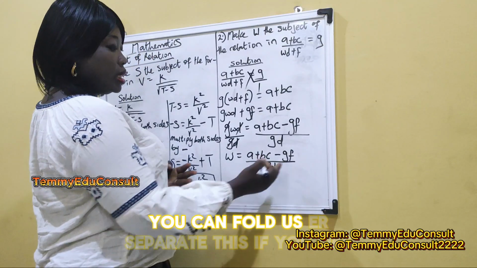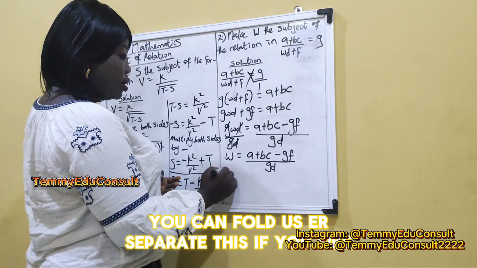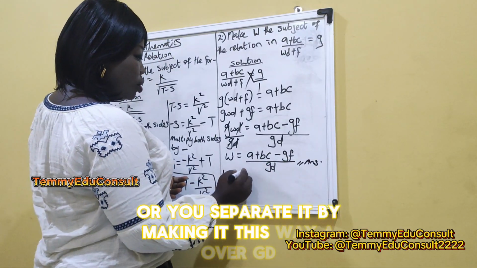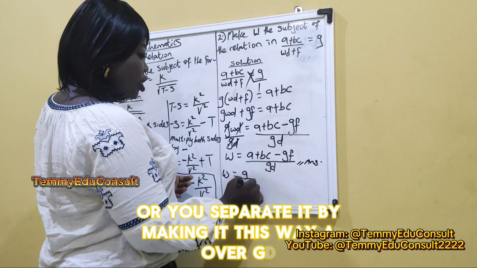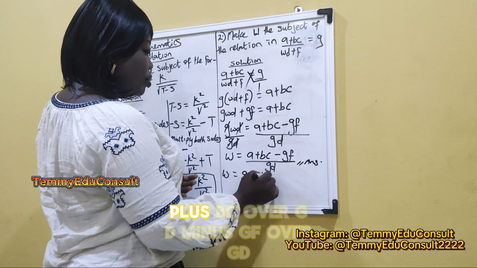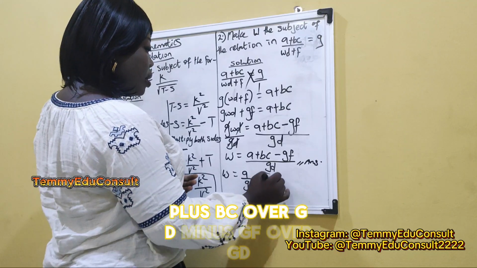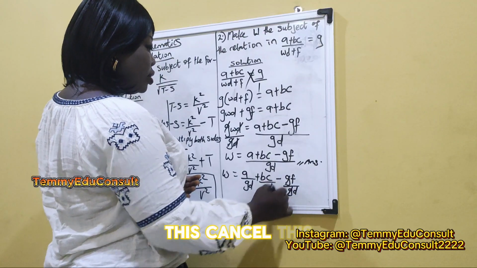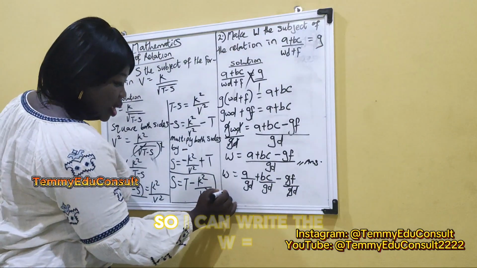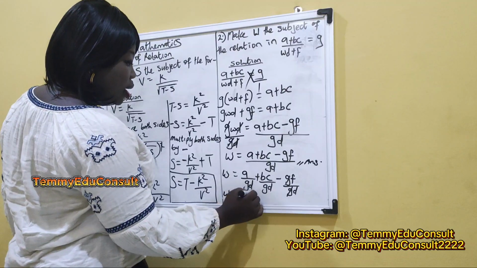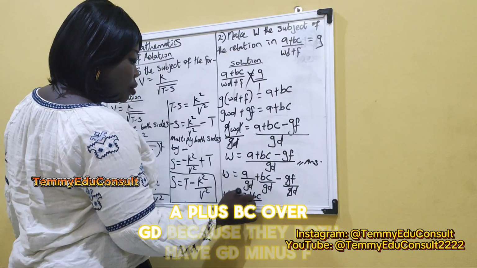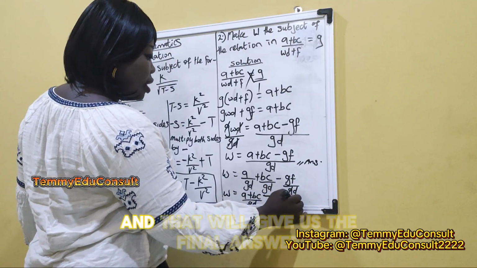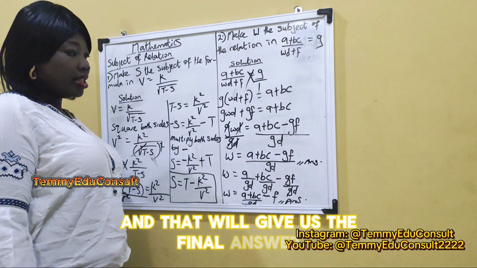You can further separate this if you like. You can leave this as your final answer, or you separate it by making it this way: a over gd plus bc over gd minus gf over gd. This cancels this. So I can write w equals a plus bc over gd, because they both have gd, minus f. And that will give us the final answer.